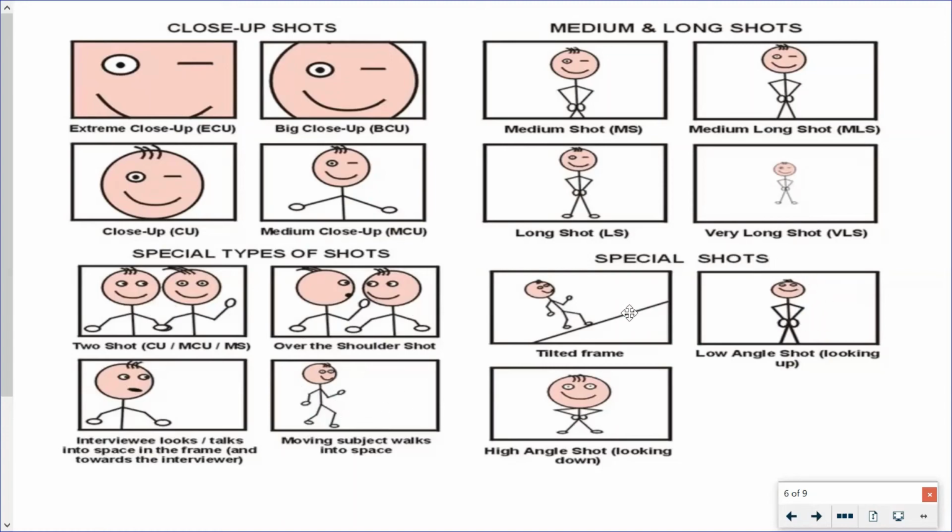Then let's have a look at some more special shots. Look closely. What is the person doing in each of these 3 pictures? What is the difference? Are you able to do that? Fantastic. So we have the tilted frame, when you tilt your camera a little bit. Then the low angle shot, that means that someone's taking a picture looking up. Then we have the high angle shot, which someone takes a picture looking down.